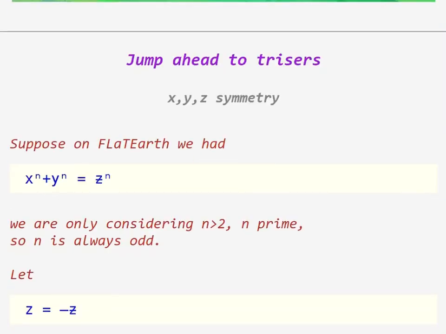Now we're going to jump ahead to Trisers, an example of what we can do with them here. When we're dealing with Trisers on flat Earth, it's easier to use a symmetrical space of x, y and z. Before, we had x to the power n plus y to the power n equals, let's say now, z bar to the power n. We're only considering n prime greater than 2, so n must always be odd.